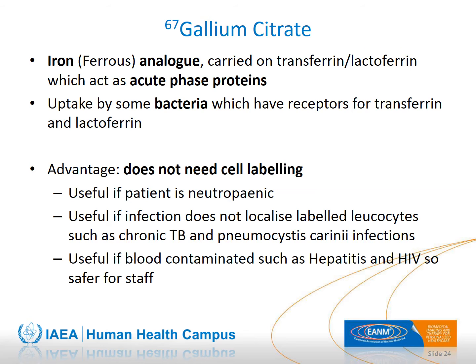Gallium citrate has long been the warhorse of infection imaging, and its primary advantage is that it does not need cell labeling. This is extremely useful if the patient is neutropenic or if the infection does not localize labeled leukocytes, such as Pneumocystis carinii on the previous slide. It is also useful if blood is contaminated with hepatitis or HIV viruses, making it a safer option for staff.